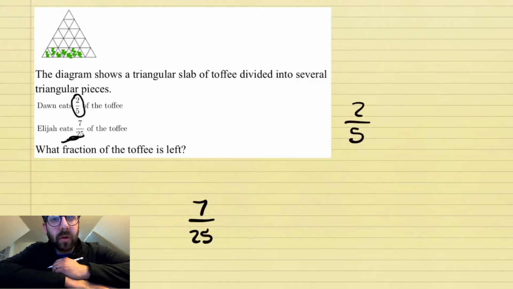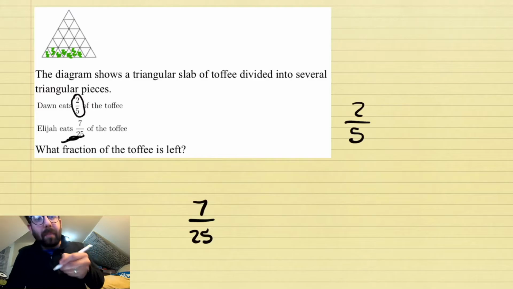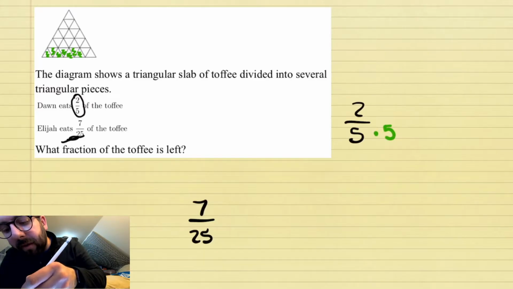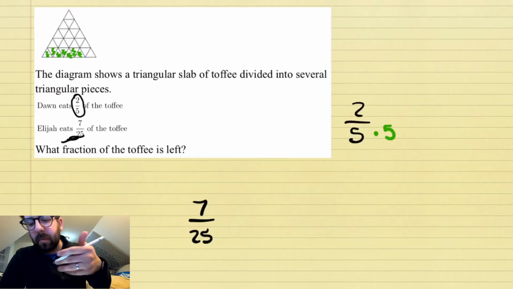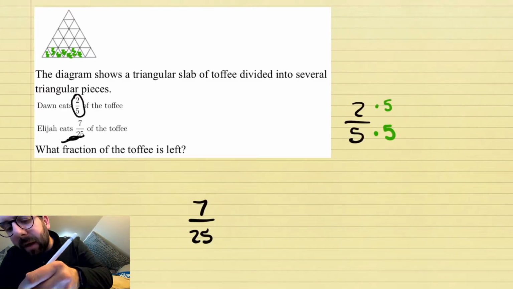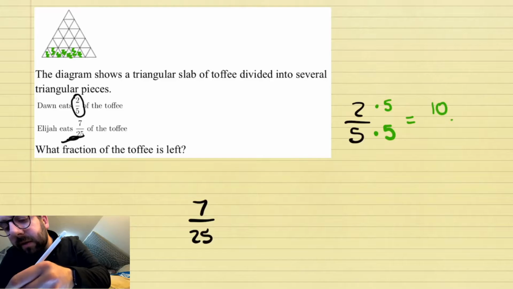Dawn ate 2/5. I need this out of 25. I don't know what 2/5 is of this large picture, so what I'm going to do is make the bottom number 25. I'm going to multiply the bottom by 5. This is called a scalar multiplier. This is how you change fractions. If I multiply a 5 to the bottom, I have to multiply a 5 to the top. So Dawn is eating 10 out of 25.